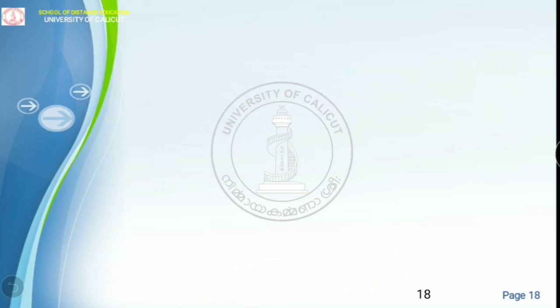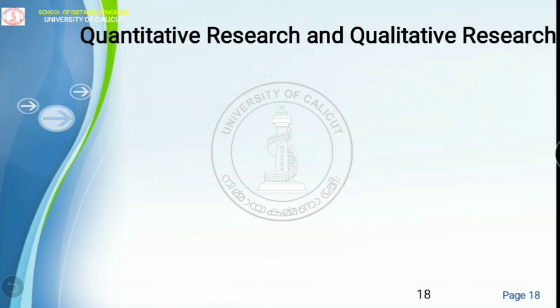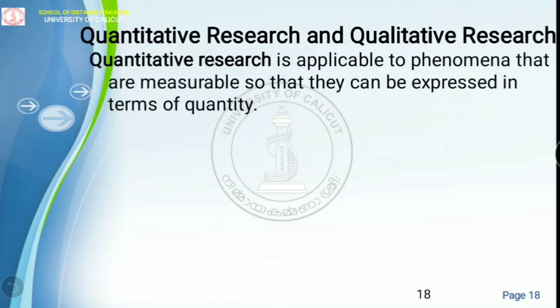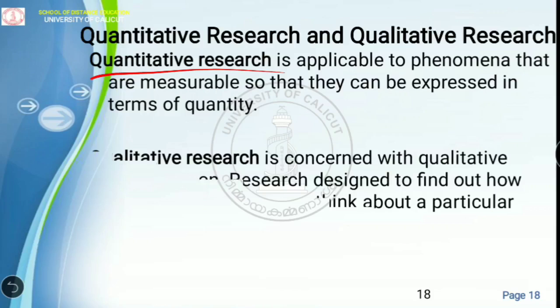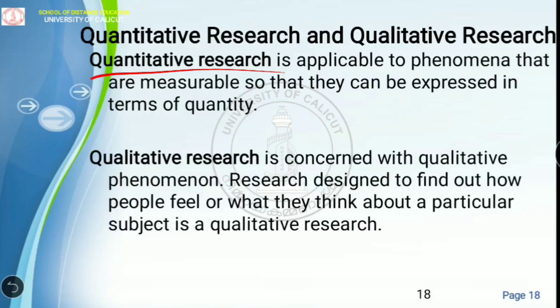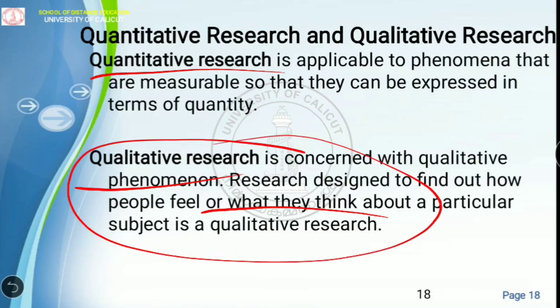Okay. Another pair is quantitative and qualitative research. Quantitative research means that your result or finding is represented in data, in numbers. And qualitative research is concerned with qualitative phenomena: research designed to find out how people feel or what they think, such as satisfaction or beauty. All these are concerned with qualitative research.